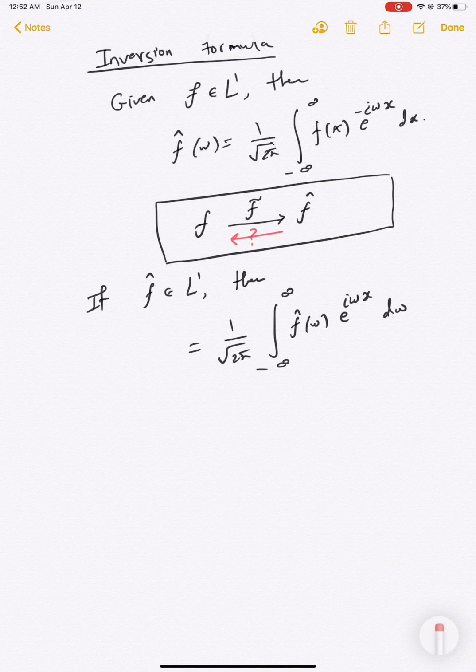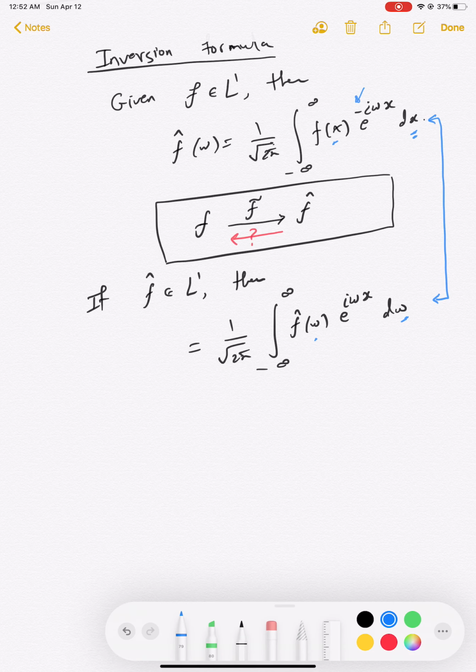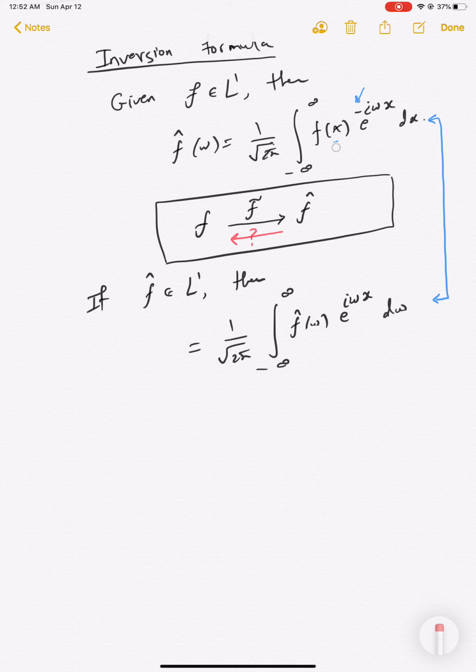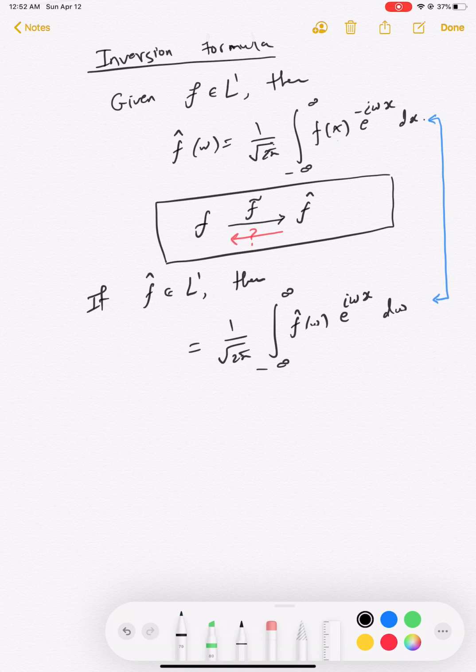Okay, so if you look at these two integrals, if you compare this definition with this definition, they look very, very similar, right? The only difference is this negative sign here, and the other difference is the d: this is dx, this is dw, of course, because this is x, this is w. So in fact, the two formulas are very, very similar, except for just the negative sign. That's it. This is the only difference between the two formulas. So this is just f hat of w, sorry.